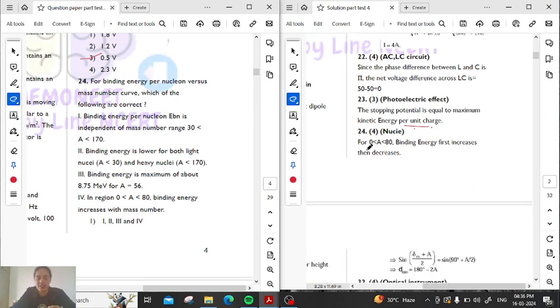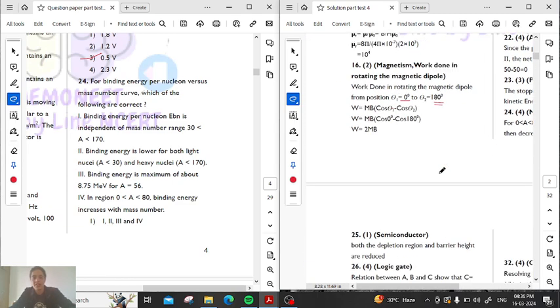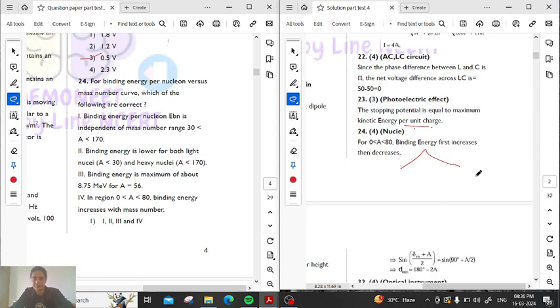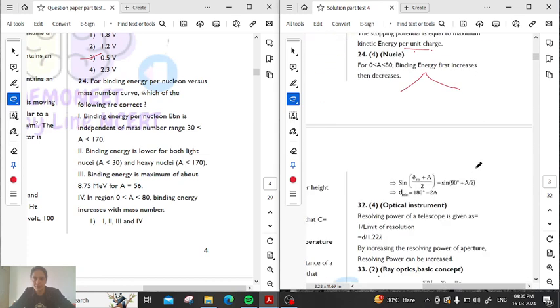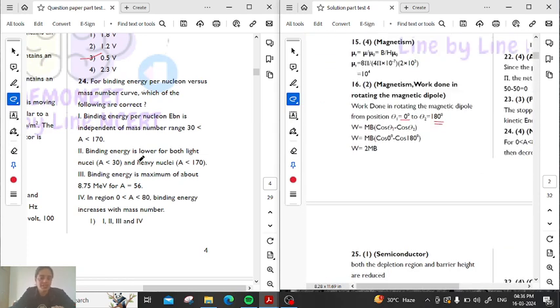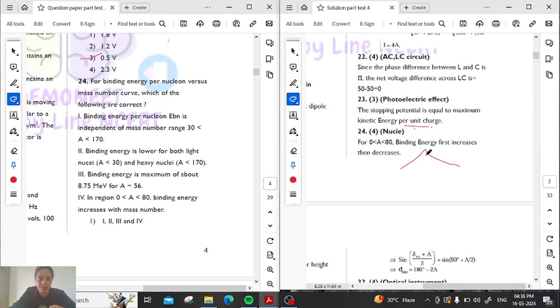सबसे पहले हम इसमें देखते हैं. देखो अगर हमारे पास 0 से लेकर 80 तक बाइंडिंग एनर्जी पहले इंक्रीज करती है फिर डिक्रीज करती है, ये हमारा कंसेप्ट हमें पता है, ठीक है. ओके, सो इस हिसाब से अब हमारे पास जो बनेगा वो क्या बनेगा, बाइंडिंग एनर्जी. अब हमें कंसेप्ट पता है कि 0 से 80 तक बाइंडिंग एनर्जी पहले इंक्रीज देन डिक्रीज. सो बाइंडिंग एनर्जी पर न्यूक्लियन EBN इज इंडिपेंडेंट ऑफ मास नंबर, रेंज में 30 and 170 इज एब्सोल्युटली करेक्ट, सही है ये बात.